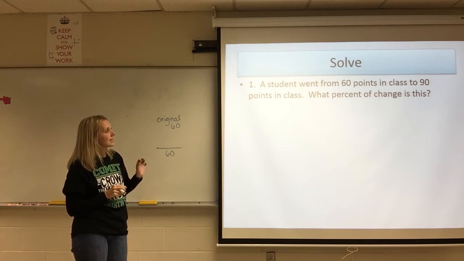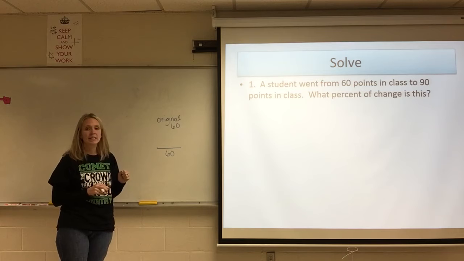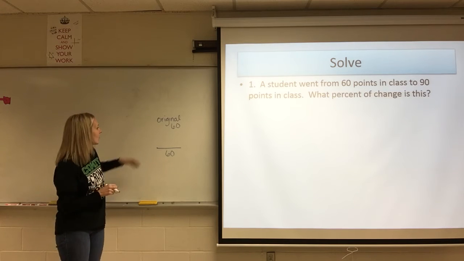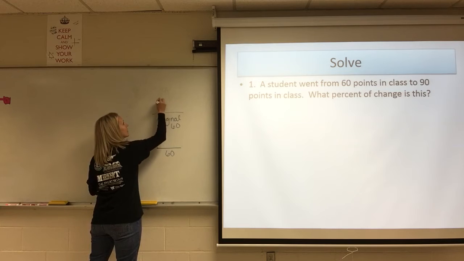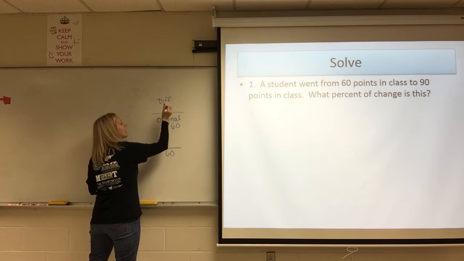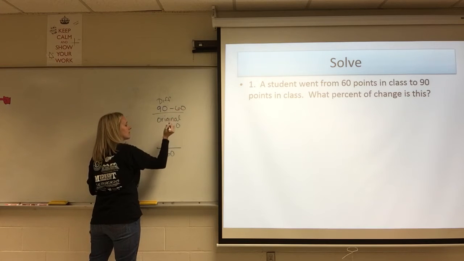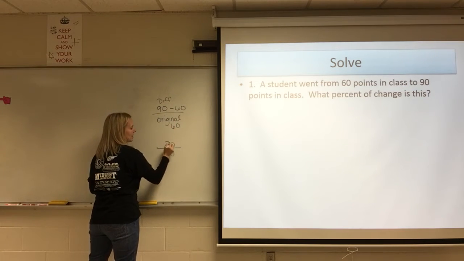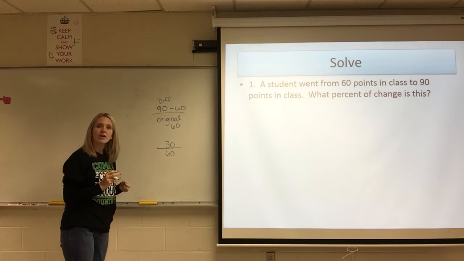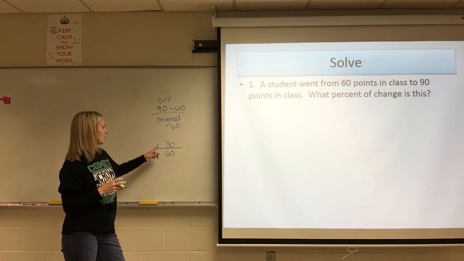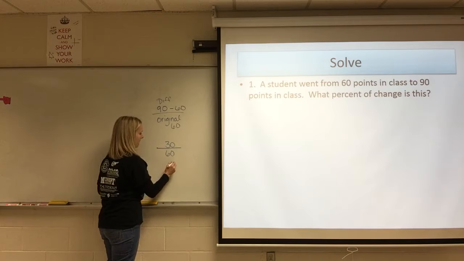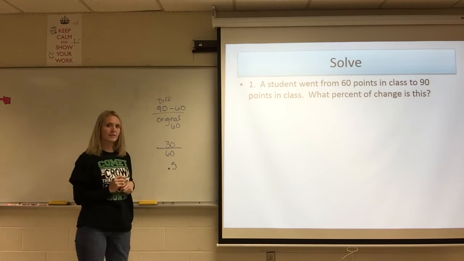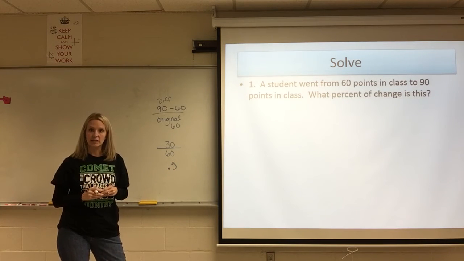So the student went from 60 points in the class to 90 points in the class. So now we need to find the difference in the two points. To get that, we're going to take 90 minus 60, and we get 30. Our next step is to do this division. 30 divided by 60 gives you 0.5, but we need to change this to a percent.